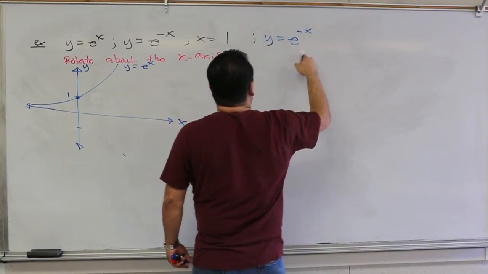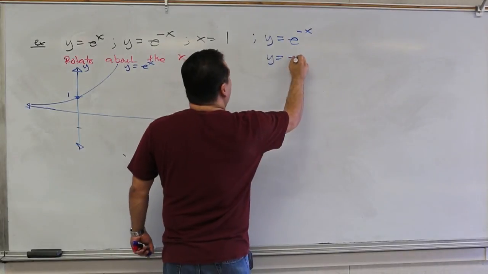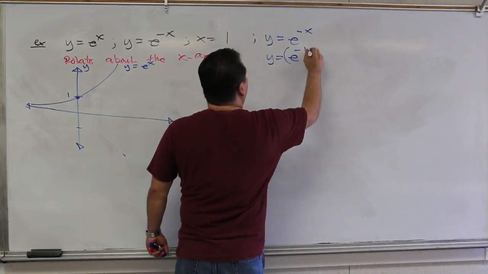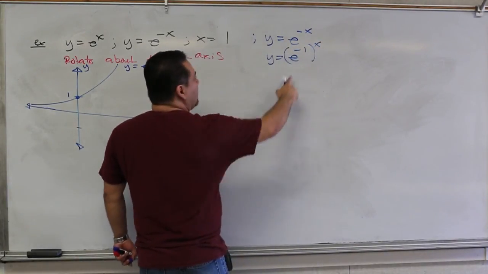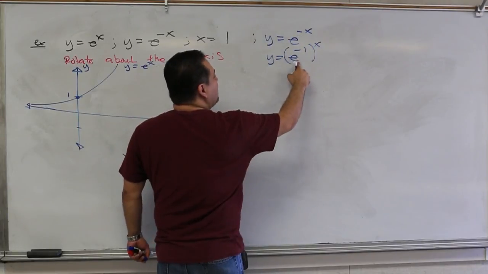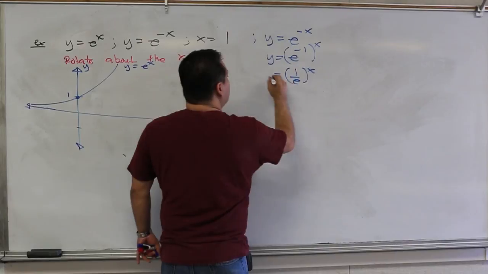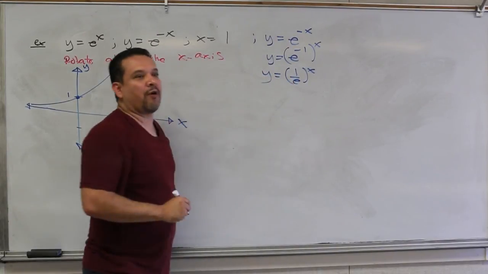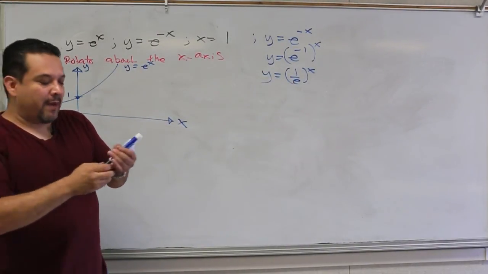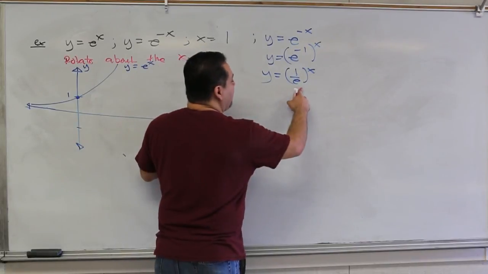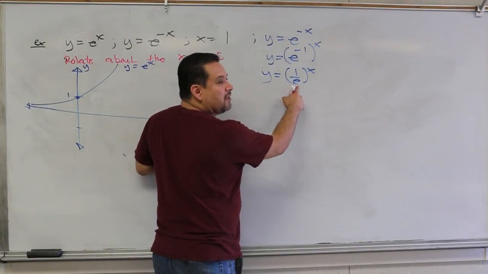You guys remember? Even if you didn't want to take that approach, by properties of exponents, what is e to the negative x? Isn't that 1 over e to the x? This is just a very simple algebraic approach. The point I'm making is 1 over e, if e is approximately 2.78, right?